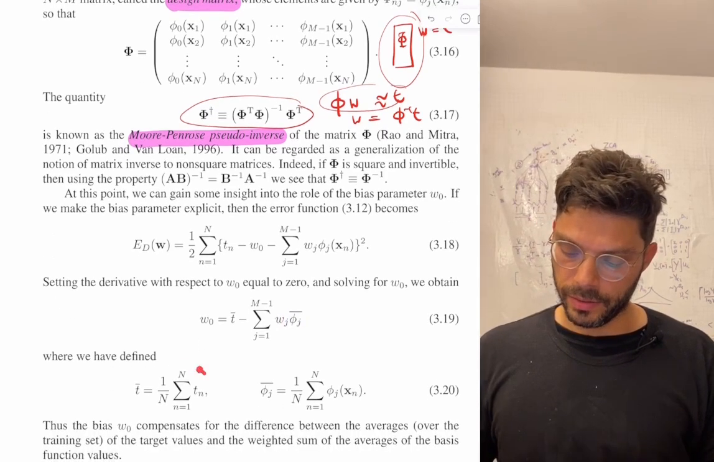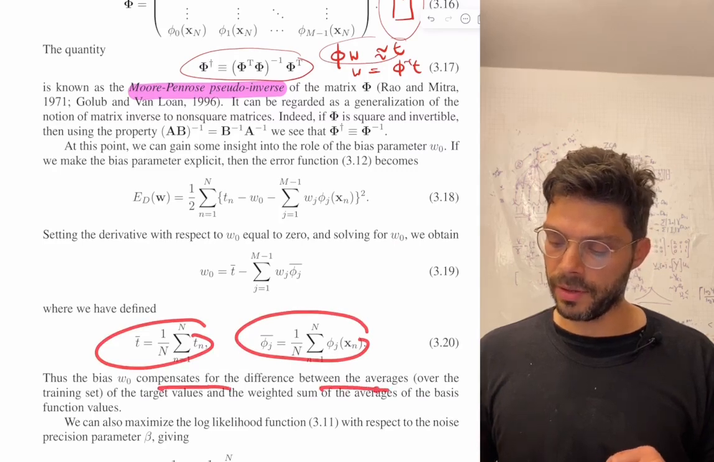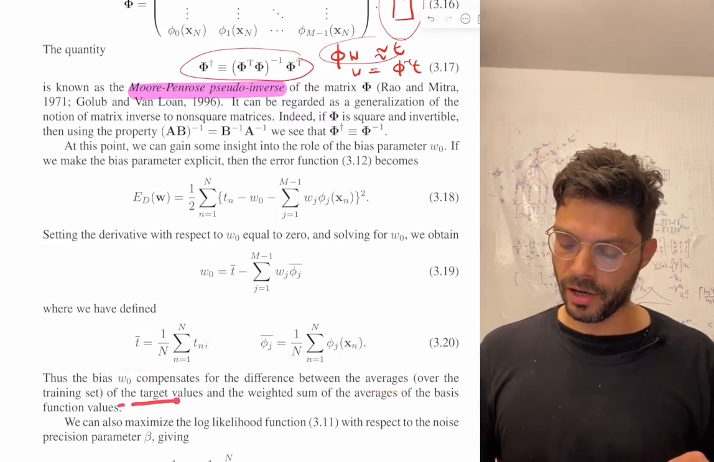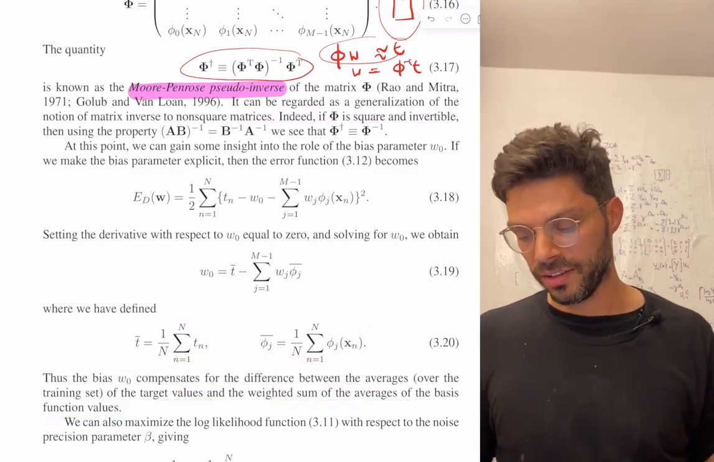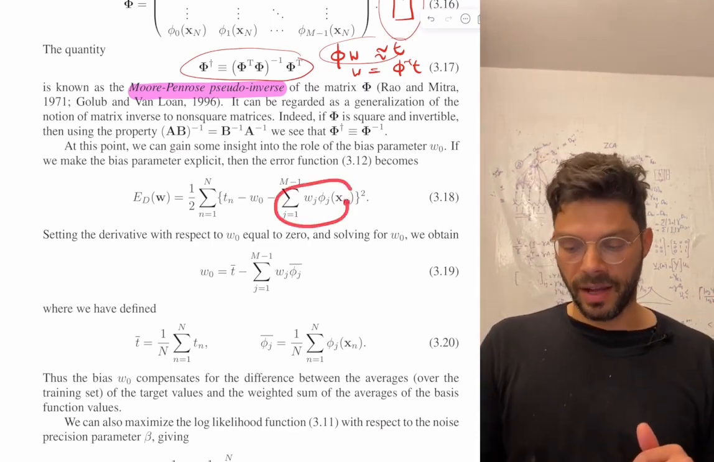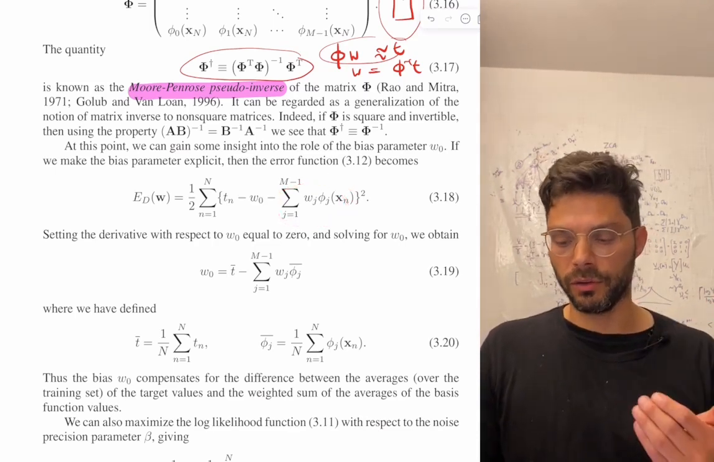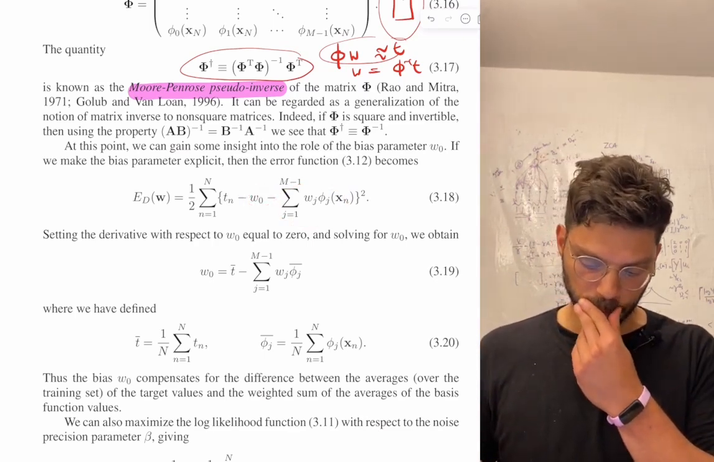So the bias compensates for the difference between the averages over the training set of the target values and the weighted sum of the averages of the basis functions. So I guess what he's trying to say there is that if there's some offset that your features are going to induce, this w naught term allows you to essentially get rid of it.